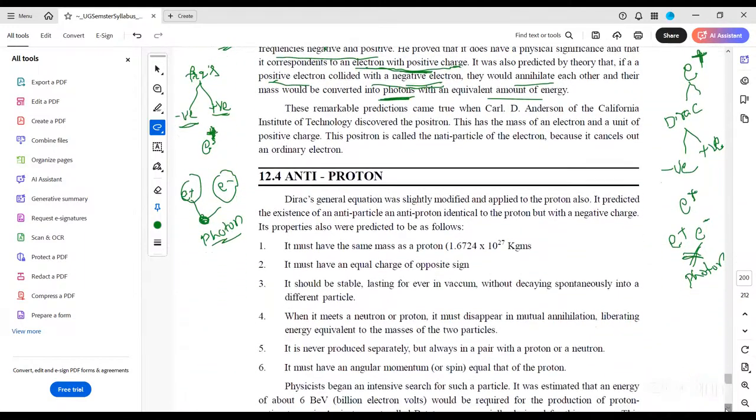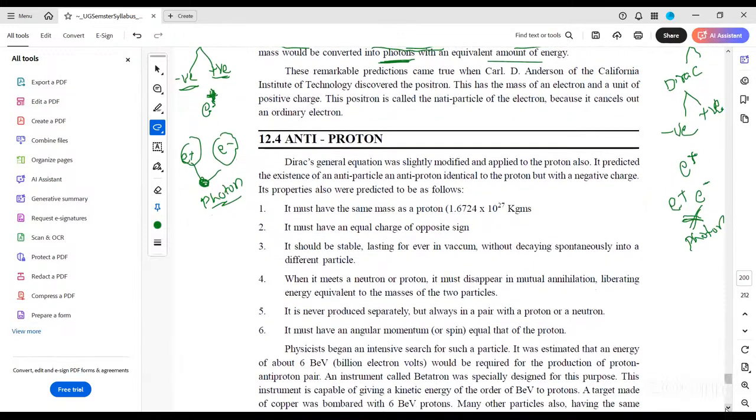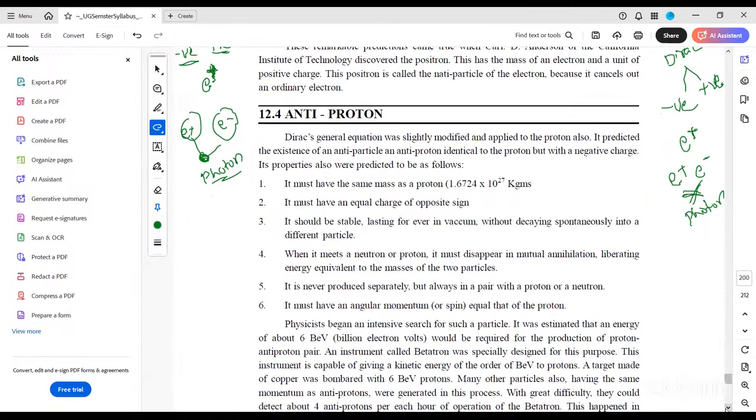Next, antiproton. The next topic is antiproton. How to produce this antiproton? What are the properties of this antiproton? Proton is represented with P.